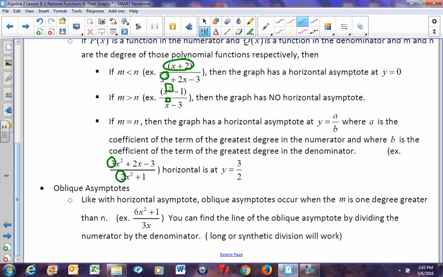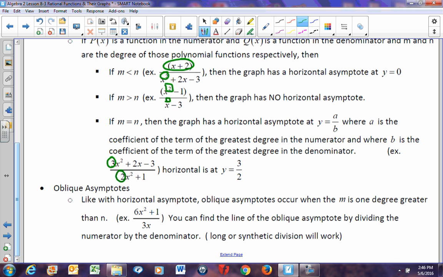And there is such a thing called an oblique asymptote. I'm going to introduce it, you do not have to do it, but you need to at least hear about it so that if you hear it in further classes, you'll know what it means. Like with the horizontal asymptotes, oblique asymptotes occur when m is 1 degree greater than n. You can find the line of an oblique asymptote by dividing the numerator by the denominator. In this case, I would do long division, and it would work just fine.